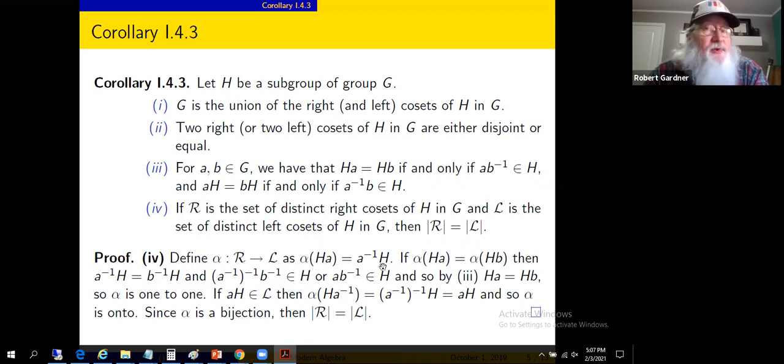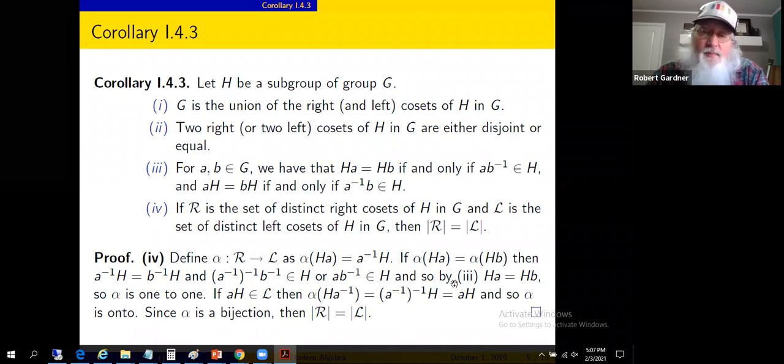Remember, I'm not worried about structure. We're not doing homomorphism stuff here. We're just counting. I'm just worried about cardinalities, about one-to-one and onto, injective and surjective. I want this to be a bijection, and it only takes a little bit of an argument to show that it is. Of course, we'll use some of this other information here. If alpha of Ha equals alpha of Hb, so we've put these two right cosets into alpha, we want to draw the conclusion that the two cosets are actually the same. So we get the same output only when we put in the same input.